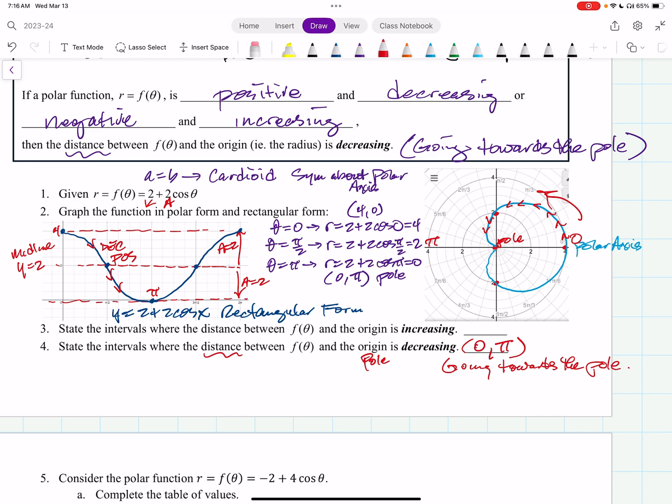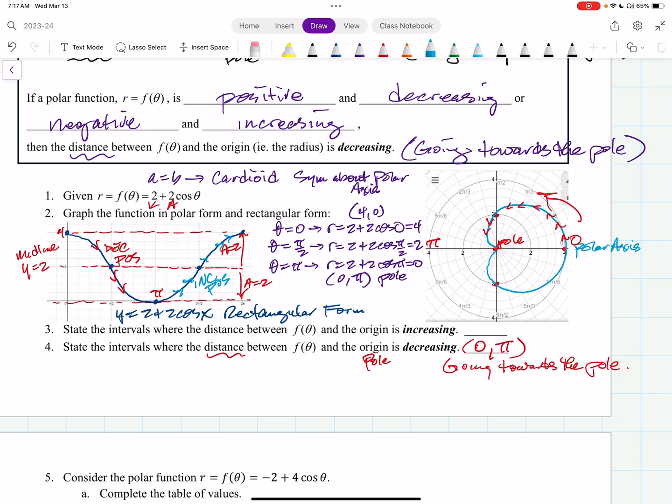How about the other one? What about from pi to 2 pi? Well, from pi to 2 pi, something else is going on. You're going up now. Look at rectangular form. It's increasing, and guess what? It's above the x-axis, so it's positive. And when it's increasing and positive, the distance has got to increase. And that's happening right through here. So you're going away from the pole, from 0 comma pi, which is the pole, all the way to 2 pi. So the distance is increasing from pi to 2 pi. And there we go.